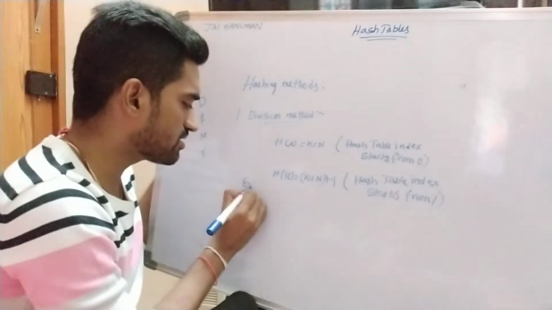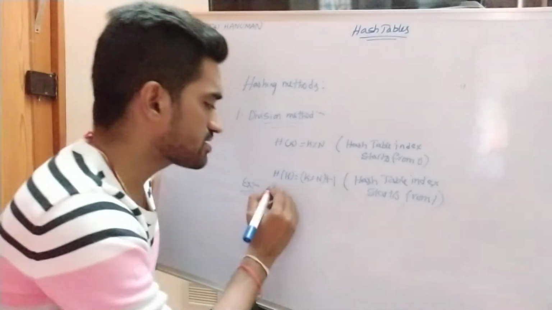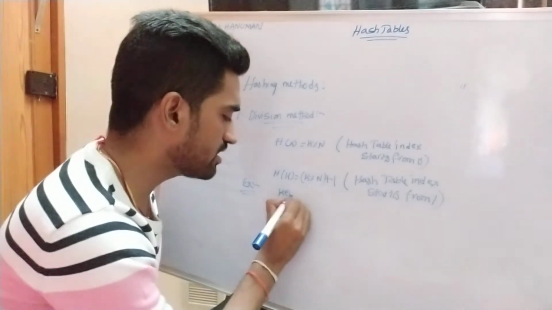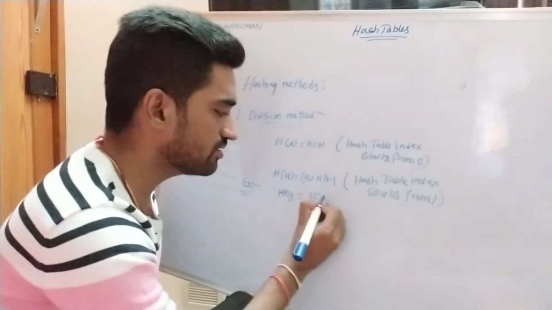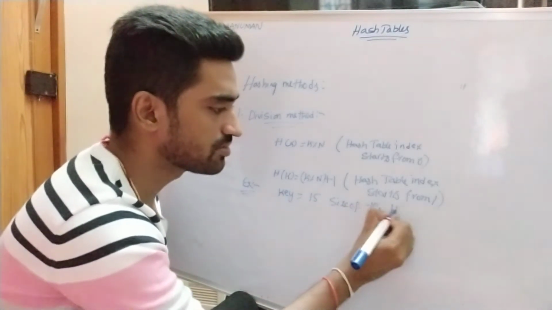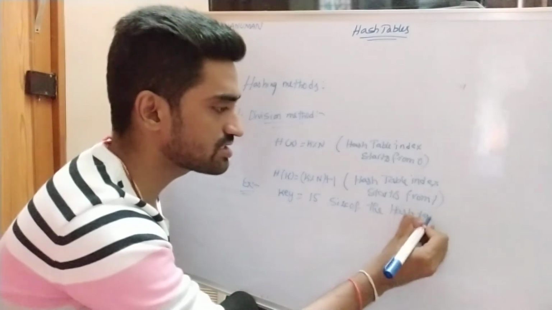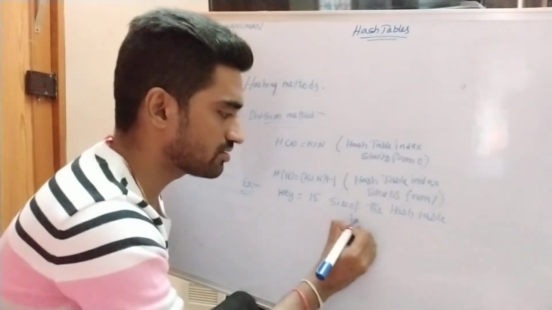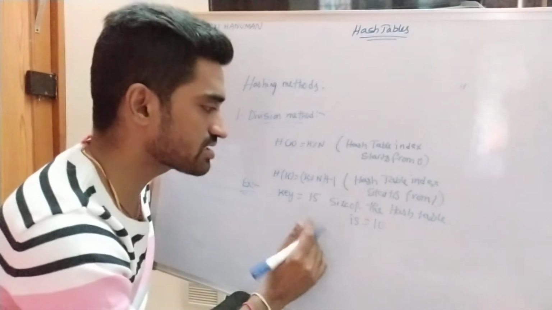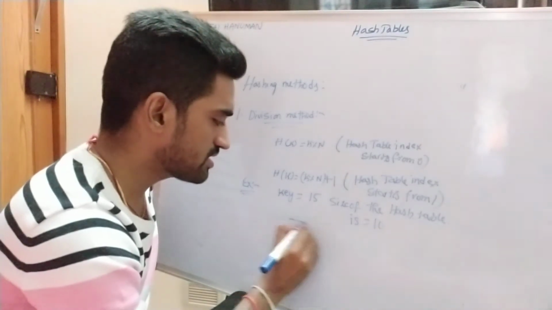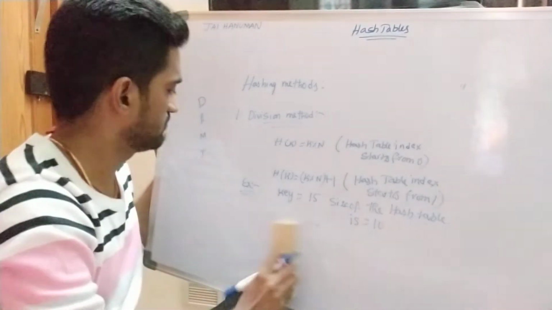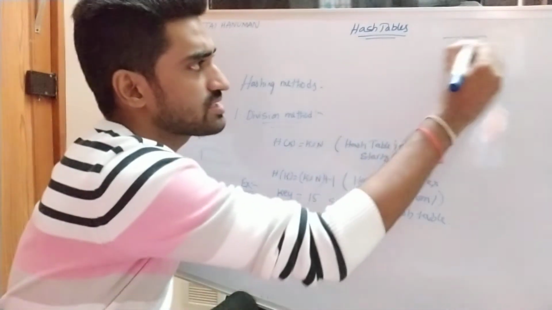So here I am considering one example. Suppose I want to insert key element 15 and the size of the hash table is 10, right? The hash table index starts from 0. Which formula is used? What is the formula? So what is the size of the hash table?